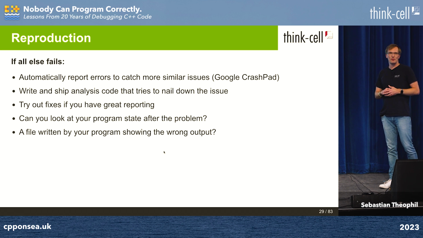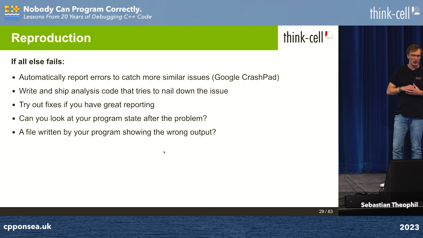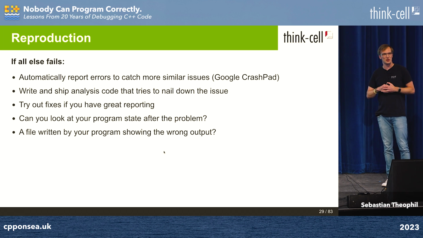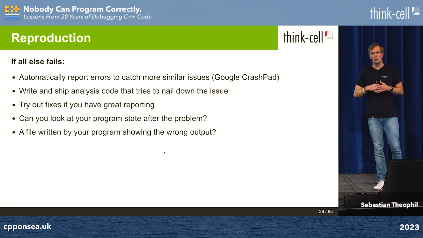And if everything else fails, then hopefully you have a good automatic bug reporting system, like I've shown in the beginning. You can also use Google Crashpad, for example. There are open source solutions to do that. So you'll be notified when that bug happens on machines of other clients, for example. And maybe you find one who's more cooperative, where you can find out more, etc.